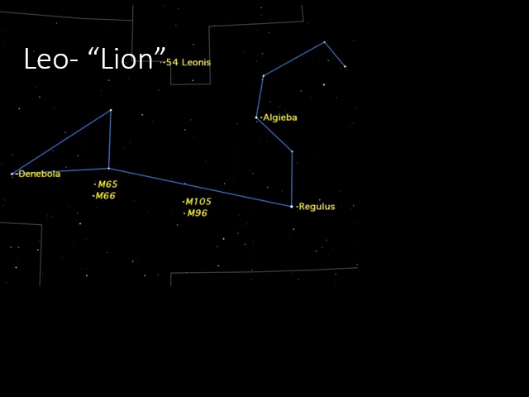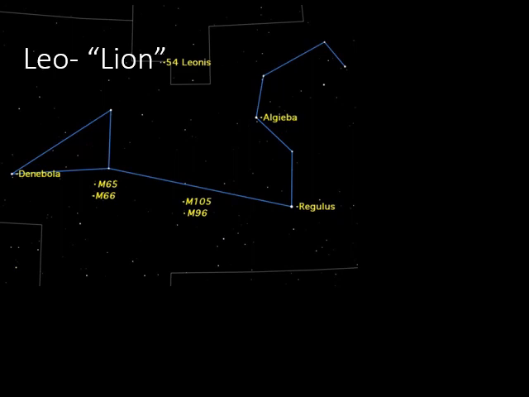There are also some other objects. They're labeled M with a number over here. We're not going to talk too much about these objects in Leo, but we will talk about some M objects in other constellations later on. These stand for Messier objects. They're in this Messier catalog. And like I said, we'll learn a little bit more about them later on in the presentation.